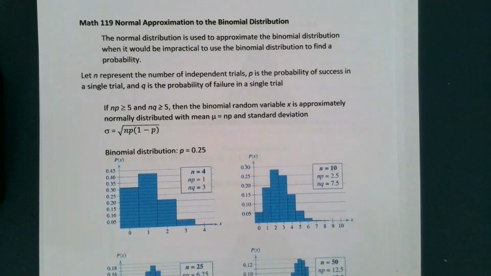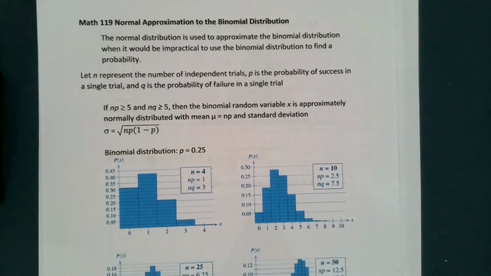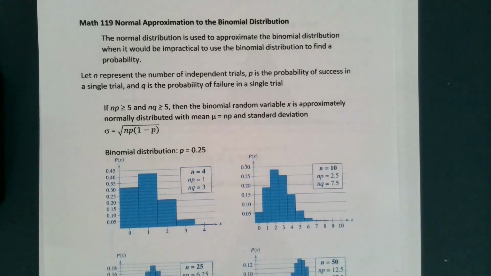Hello Math 119 students. Today we're making a video on section 6.5 in Hawks, which is about the normal approximation to the binomial distribution. So in some cases you can use a normal distribution to approximate a binomial distribution problem. However, you can't always do this. The larger the sample size, usually the more accurate your results will be.